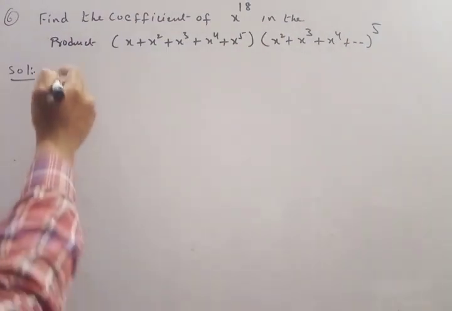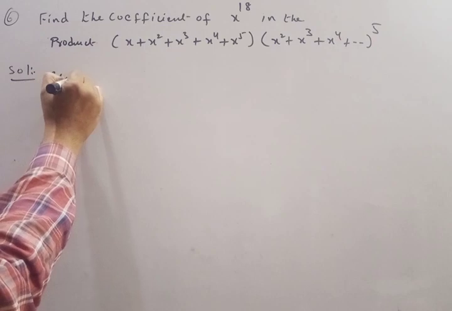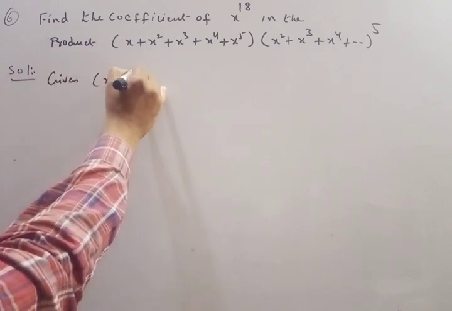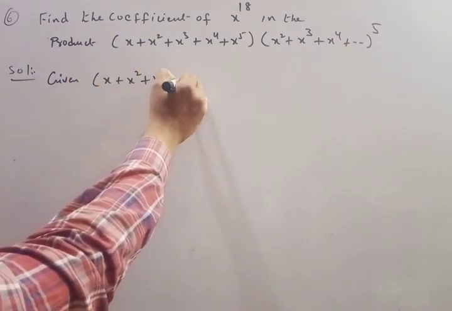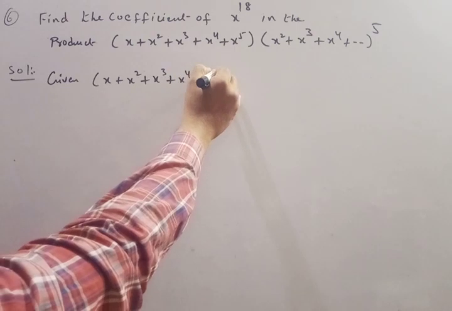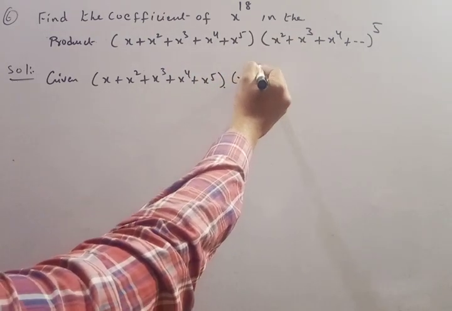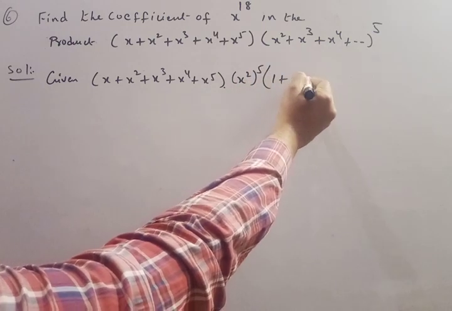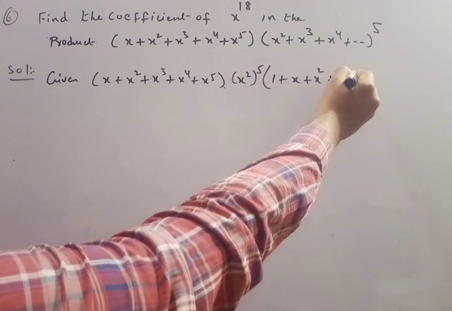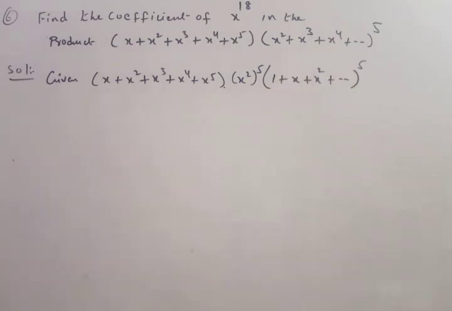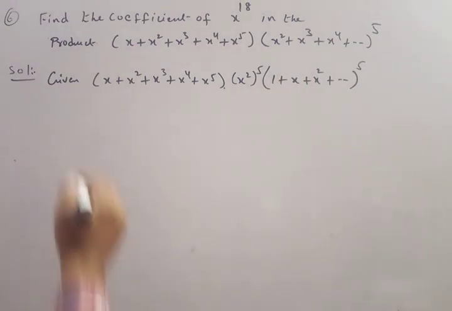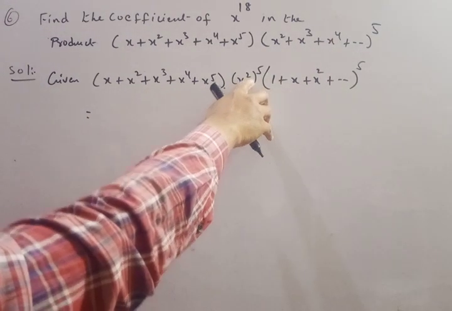How to solve? So given is x plus x square plus x cube plus x power 4 plus x power 5. So which term can we take common? x square we can take common, x square whole power 5, and 1 plus x square plus so on, whole power 5. Correct? So that means in total we get x power 10.